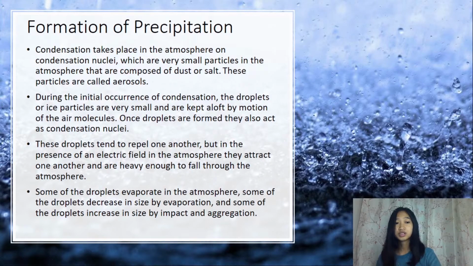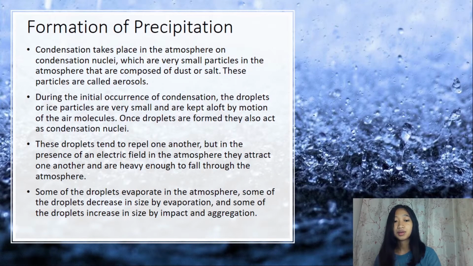Next, during the initial occurrence of condensation, the droplets or ice particles are very small and are kept aloft by the motion of the air molecules. Once droplets are formed, they also act as condensation nuclei. These droplets tend to repel one another, but in the presence of an electric field in the atmosphere, they attract one another and are heavy enough to fall through the atmosphere. So when it gets heavier, it can no longer hold and it will fall to the ground.